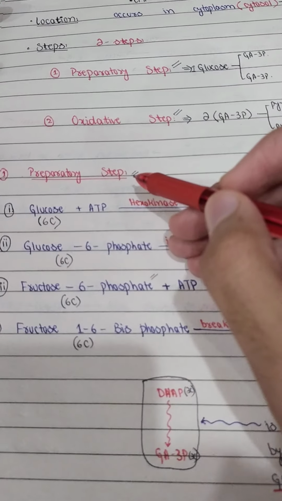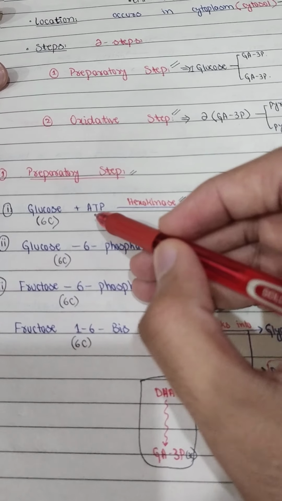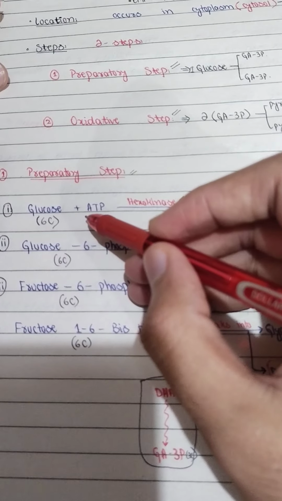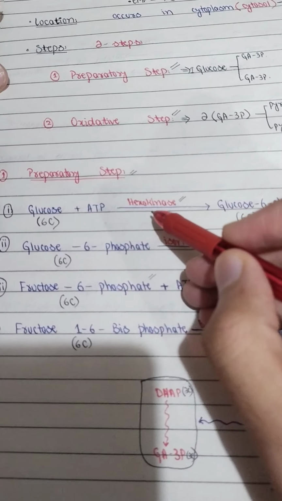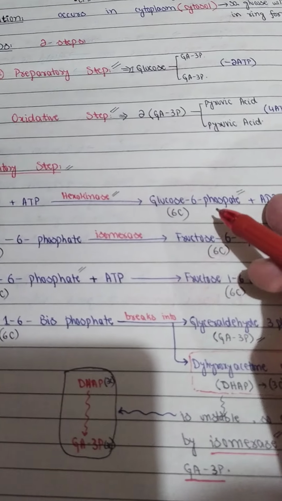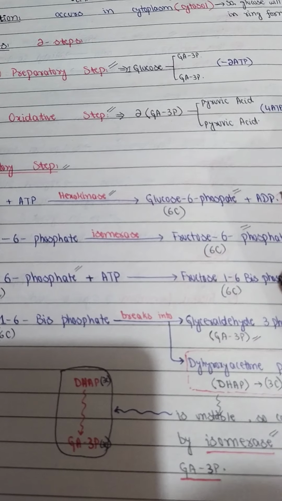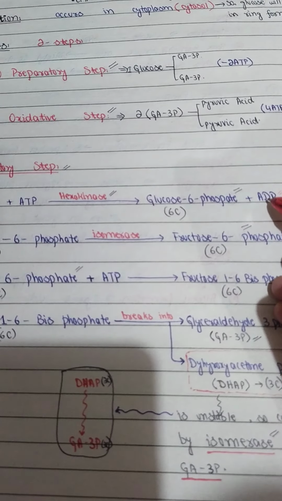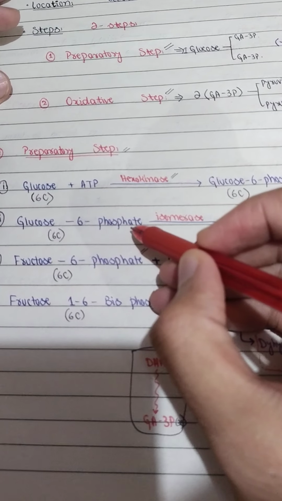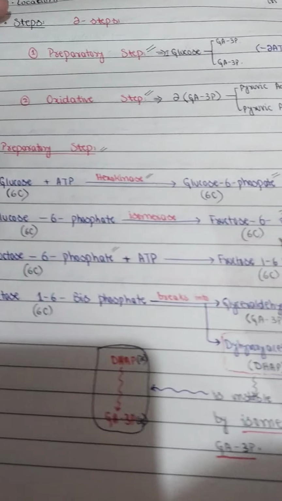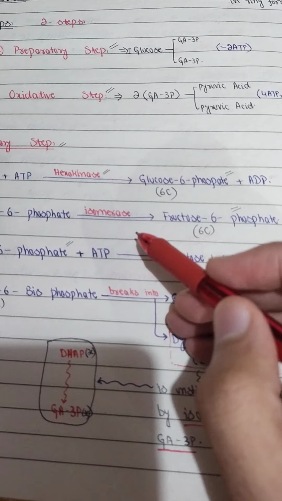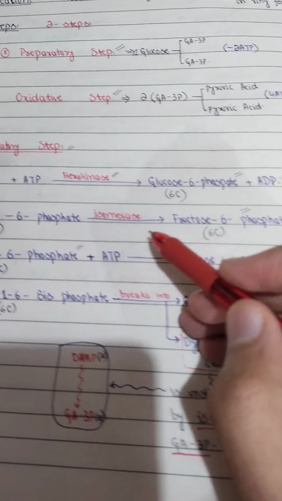First, there is the preparatory step. In the preparatory step, step 1 is glucose combined with an ATP molecule. Under the hexokinase enzyme, this glucose converts into glucose 6-phosphate plus ADP molecule. Here 1 ATP is used. And then in the second step, this glucose 6-phosphate is converted into fructose 6-phosphate under isomerase enzyme, because glucose and fructose are isomers of each other.